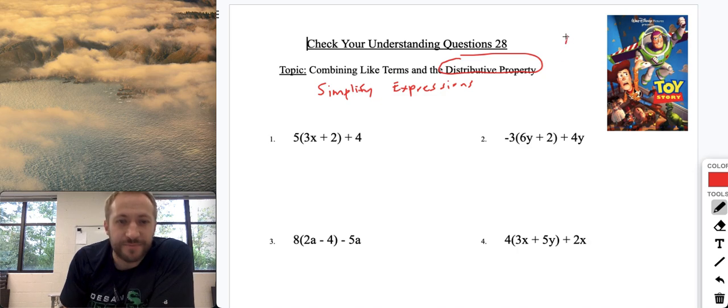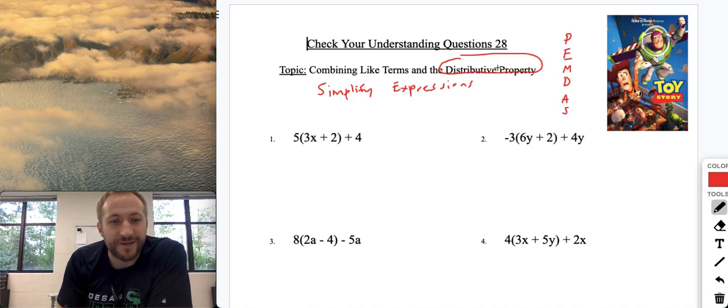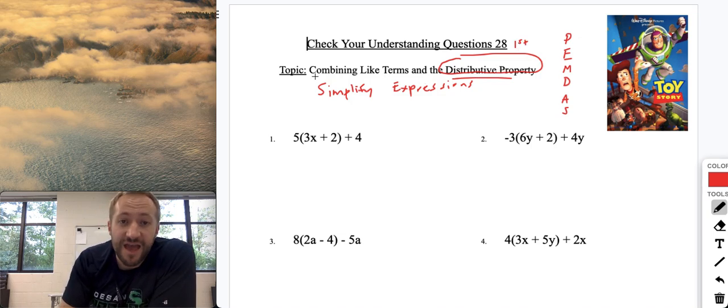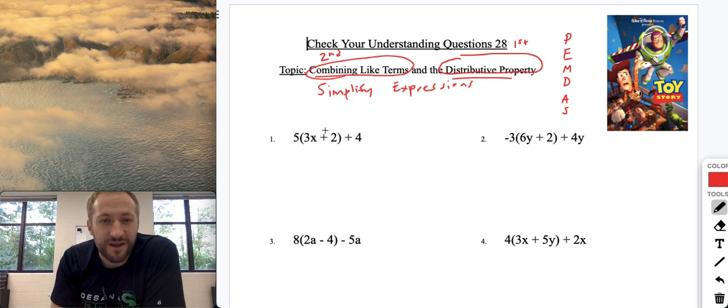The reason for that is because a lot of you guys remember the order of operations, PEMDAS. The P stands for parentheses. The distributive property is the only one that really involves parentheses. So we have to use distributive property first. After we've used the distributive property, then we can go and combine all our like terms. So first is the distributive property, then we'll go and combine the like terms. So let's look at a few examples.